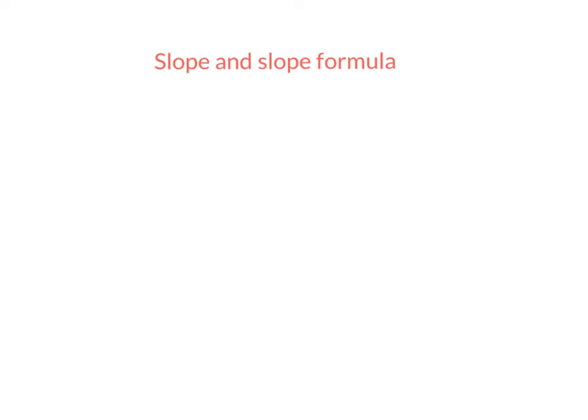When we're talking about slope, a slope refers to the inclination of the line. So how tilted is the line into a positive or negative side? And the slope is going to have a formula. And that's what we're going to be covering in this lesson.